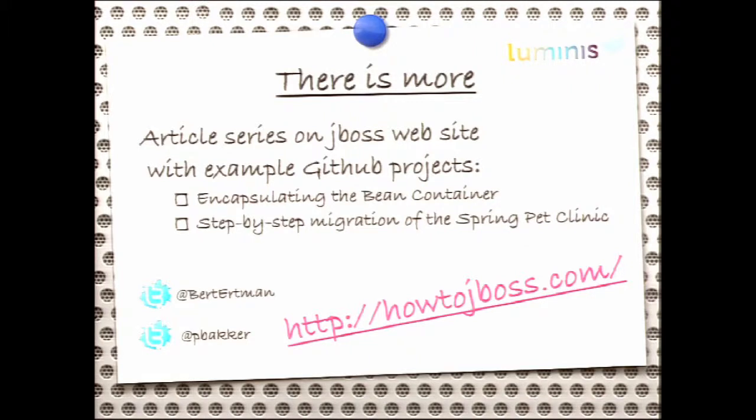So if you're interested in looking at that, the article series is published by JBoss on a website called howtojboss.com. So go to that site, just search for Spring to Java EE migration, and you'll find the article series. There's a lot of background reading in there as well. And it comes along with a link to a GitHub repository where you can find all the code and all the steps for performing the migration. So you can see some actual examples of how it's being done.